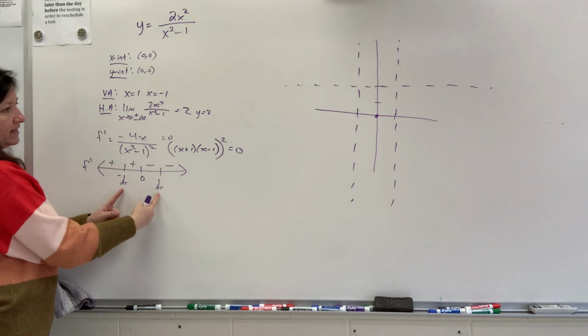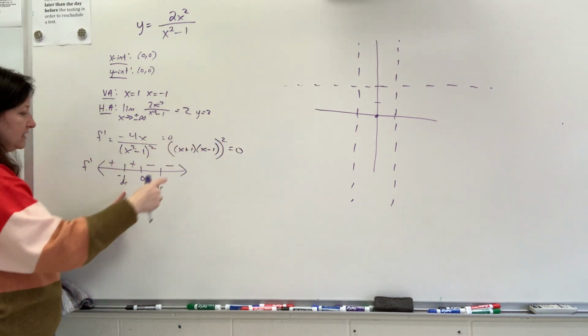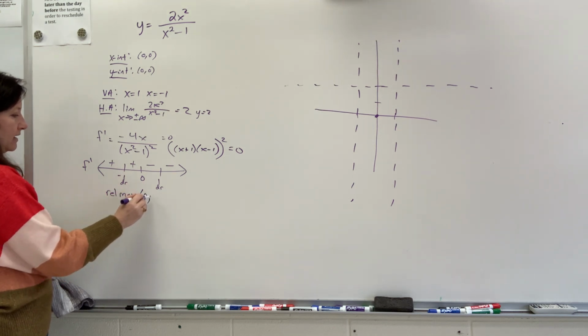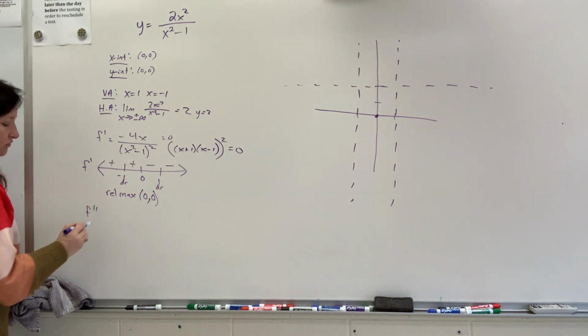What's happening at 1 and negative 1? Those are vertical asymptotes. They don't exist. Good. So this is my only maximum, and we know that's at (0, 0). So now we need to get the second derivative.